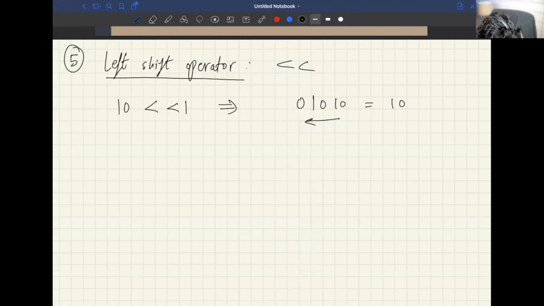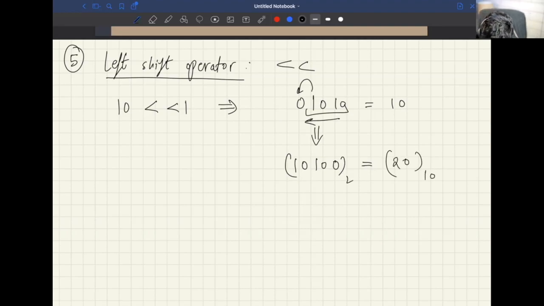Move this entire thing towards the left. If I move this entire thing towards the left and put a 0 over here, this actually becomes 10100? No, 1010 becomes 10100 with a 0 here. This is actually equal to 20 in decimal format. If I do a left shift of this again, this will be 101000, adding one more 0 in the end. This is actually 40. Can anyone see what pattern we are following here?